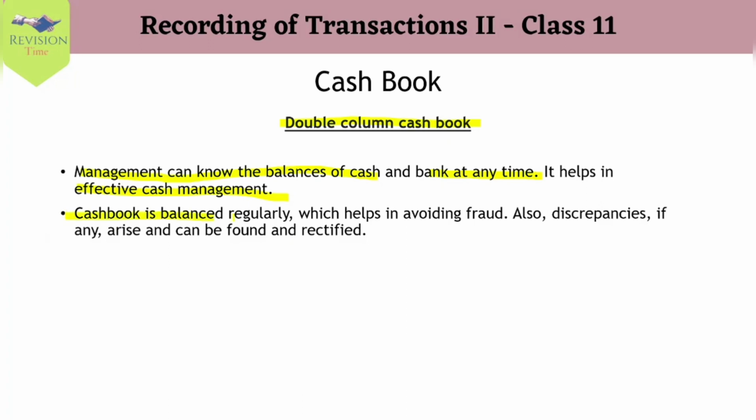The cash book is balanced regularly, which helps in avoiding fraud. Also, discrepancies, if any arise, can be found and rectified. So our cash and bank balance discrepancies can be found out if there is any mistake, and we can also avoid frauds.